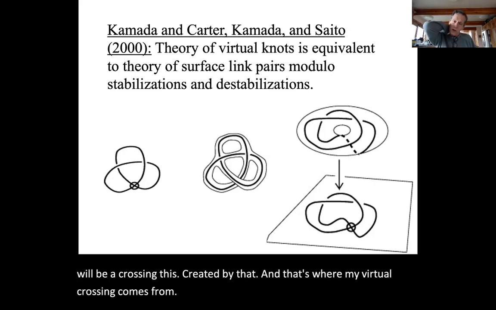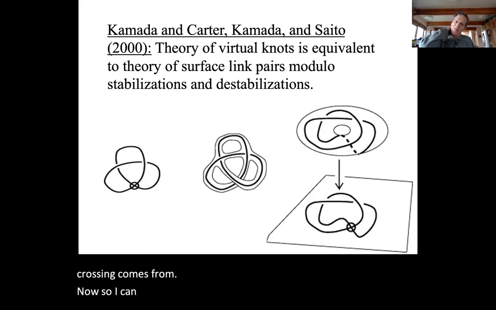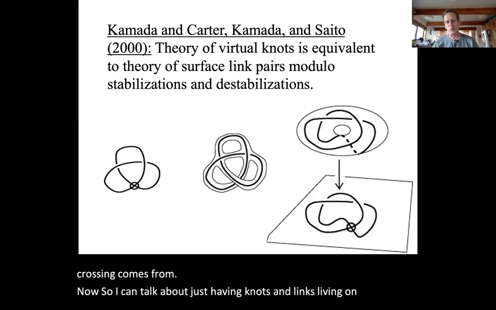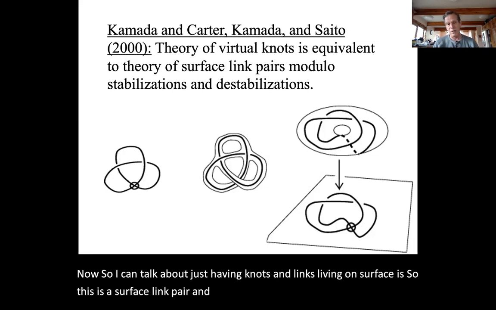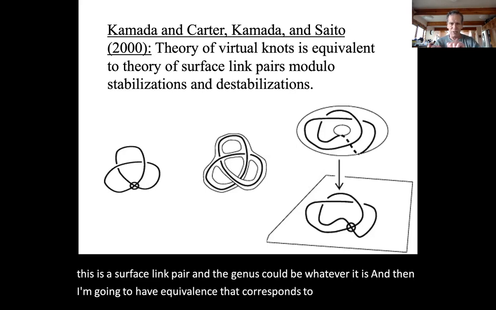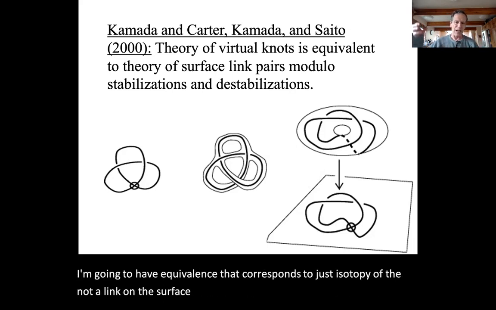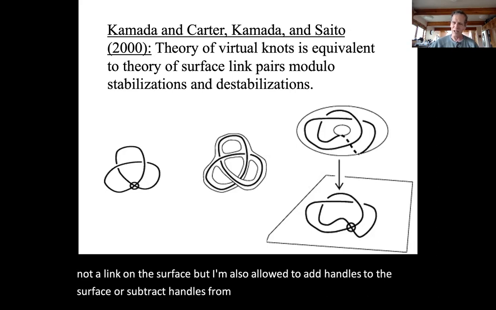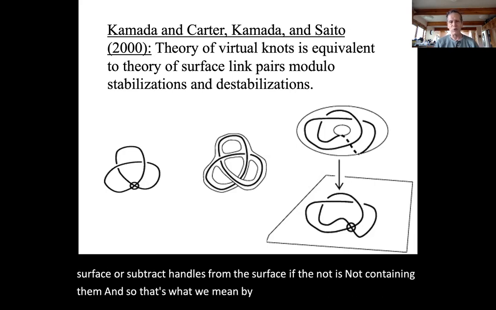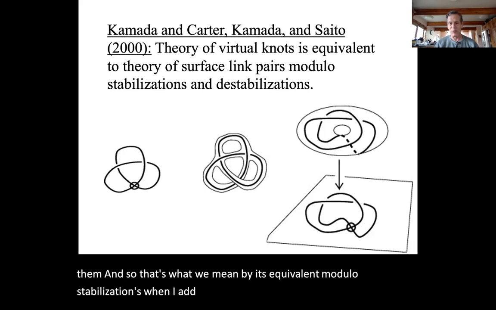Now, so I can talk about just having knots and links living on surfaces. So this is a surface link pair, and the genus could be whatever it is. And then I'm going to have equivalence that corresponds to just isotopy of the knot or link on the surface, but I'm also allowed to add handles to the surface or subtract handles from the surface if the knot is not containing them. And so that's what we mean by it being equivalent modulo stabilizations when I add handles, and destabilizations when I remove them.